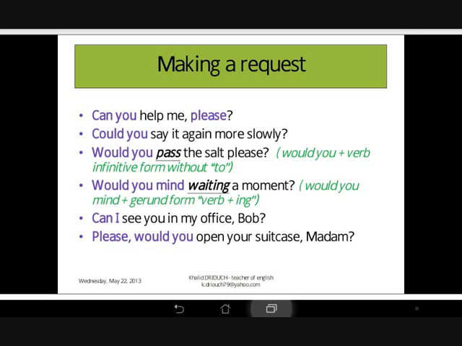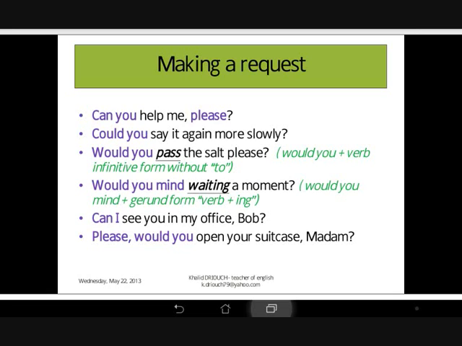Check these examples. Can you help me, please? The expression for making a request is can you, please. As we said before, a request is usually polite. Could you say it again more slowly? Would you pass me the salt, please?